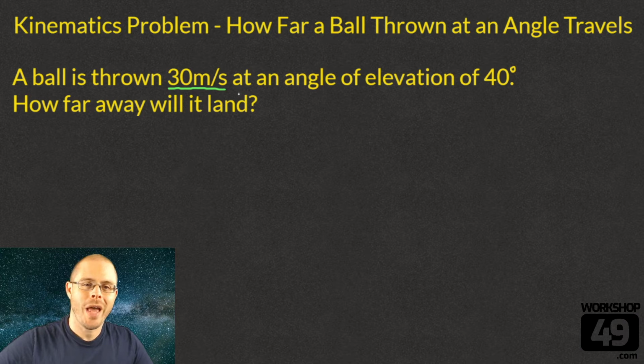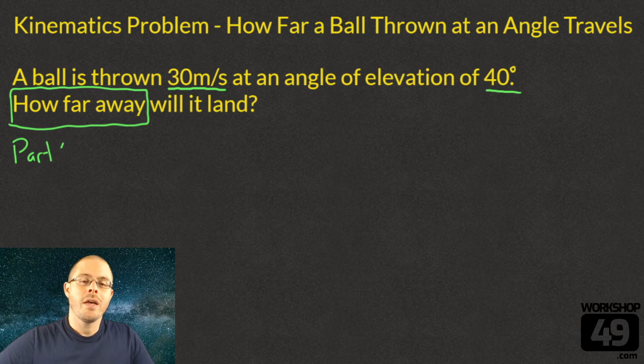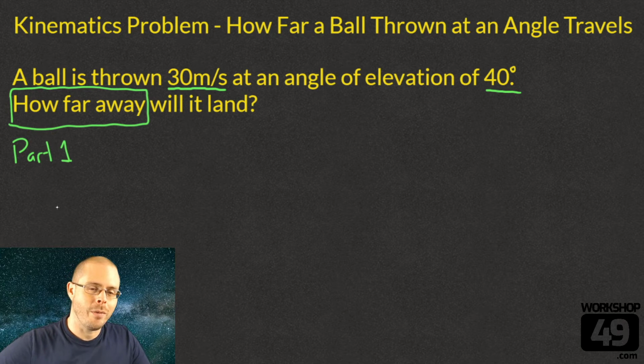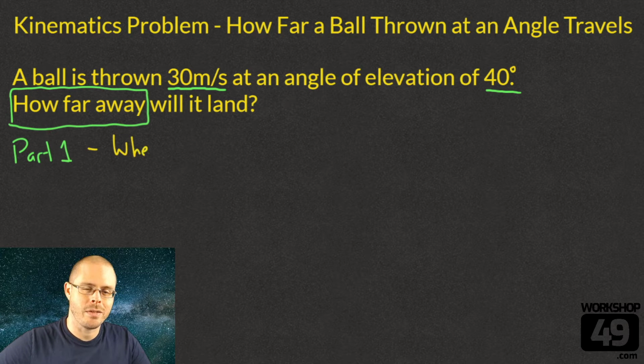So a ball is thrown 30 meters per second at an angle of elevation of 40 degrees. That's the new part. How far away will it land? Typically, when you're launching projectiles with kinematics, it's always been when will it land, how high will it go. Since this is a two-dimensional kinematics problem, we can actually solve how far away from you it lands.